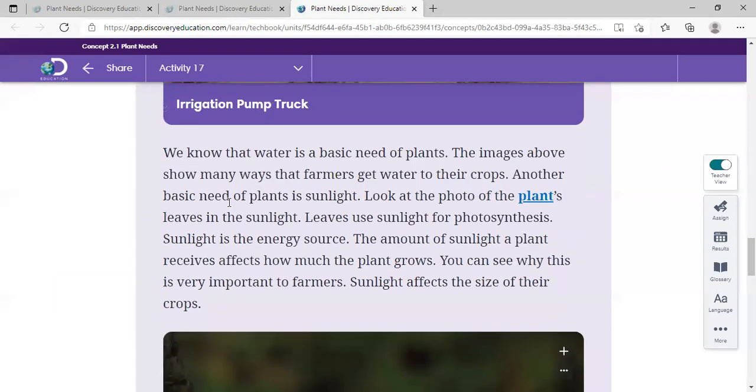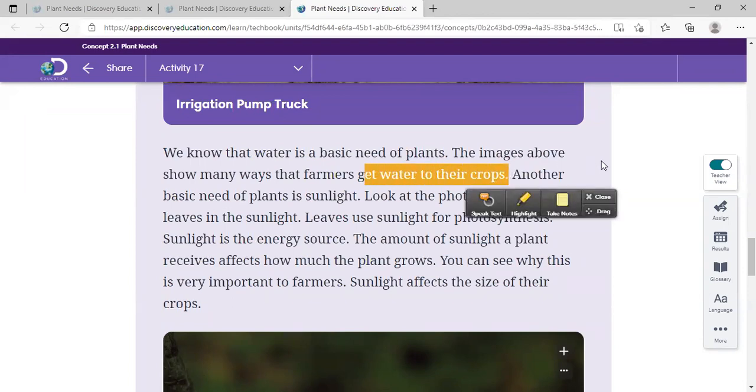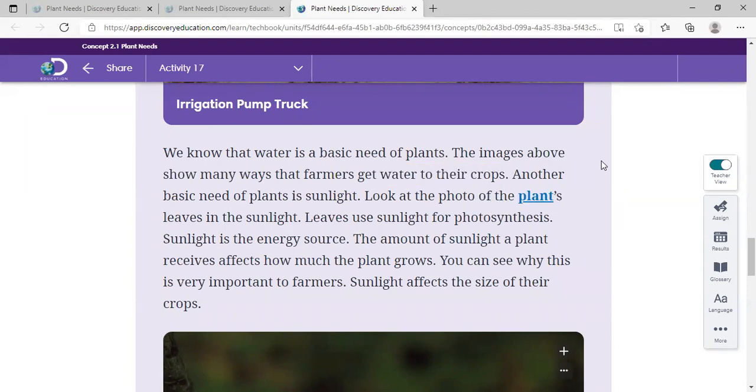Okay. We know that water is a basic need of plants. The images above show many ways that farmers get water to their crops. So we already know that water is a basic need for plants. The images above show many ways that farmers get water to their crops. Another basic need of plants is sunlight.